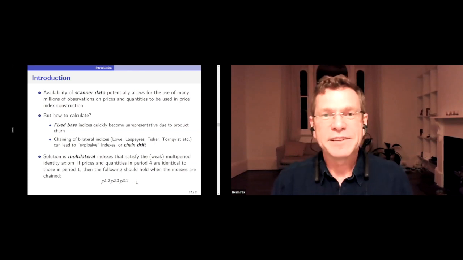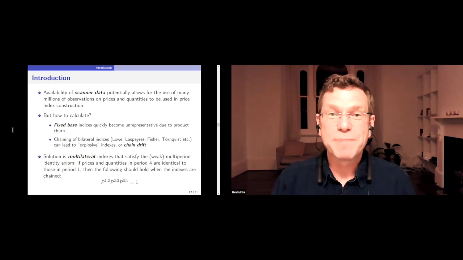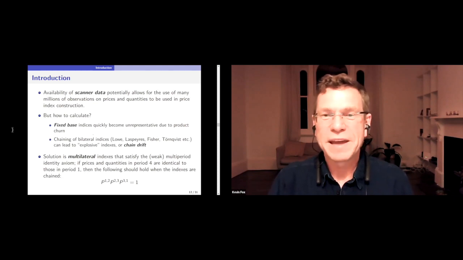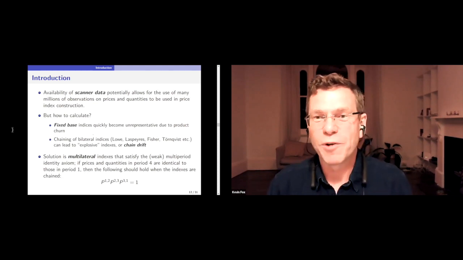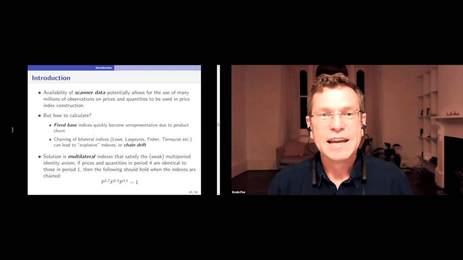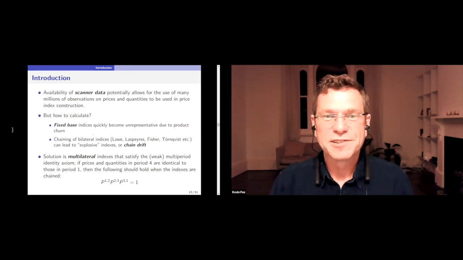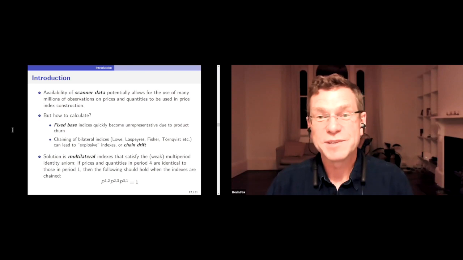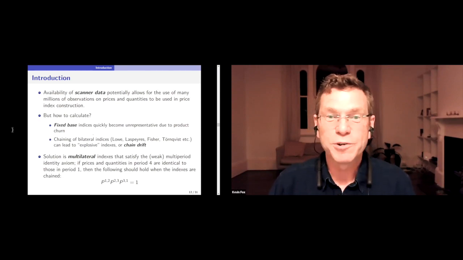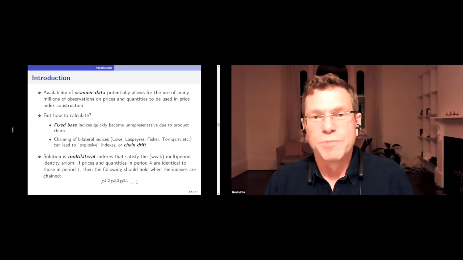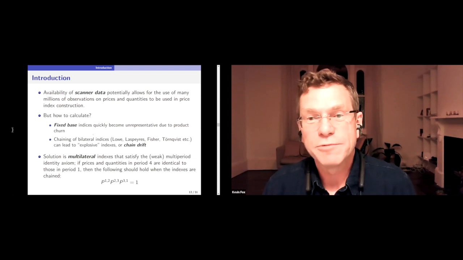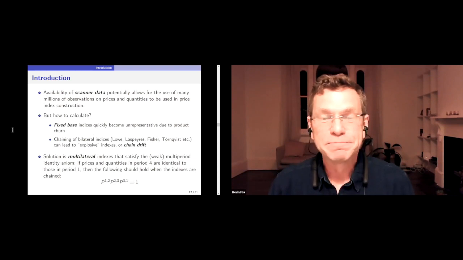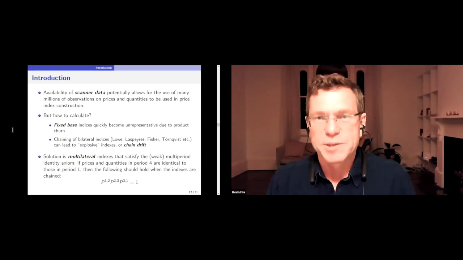But how to calculate these things? Because if we use fixed-base indices, well, the base becomes unrepresentative quite quickly due to product churn. If we chain bilateral indexes like the Laspeyres index or Fisher, Törnqvist, this can lead to explosive indexes or chain drift. So the solution is multilateral indexes that satisfy, it's actually a weak version of, the multi-period identity axiom. And that can be explained as follows.